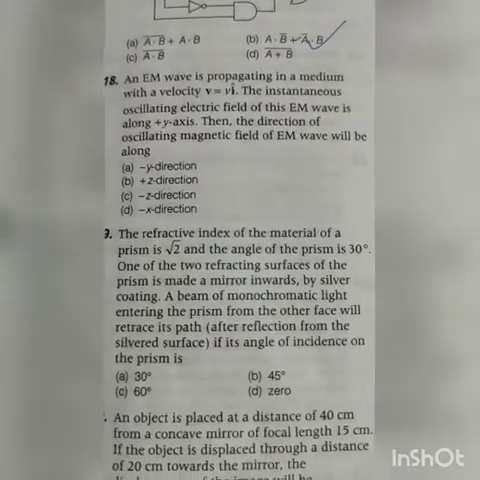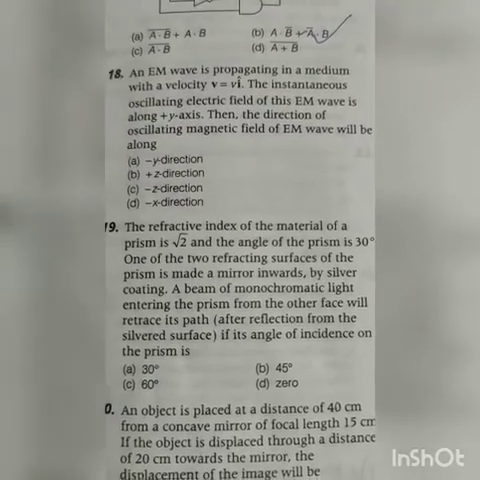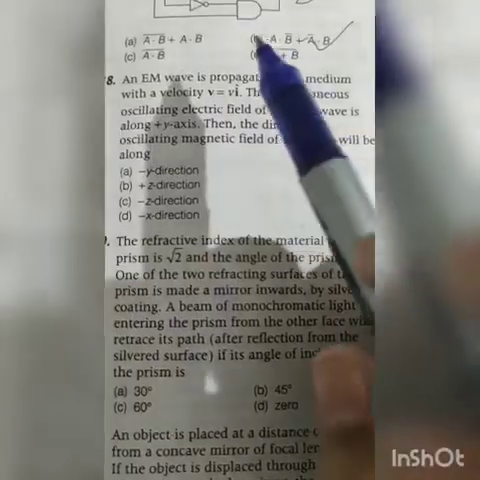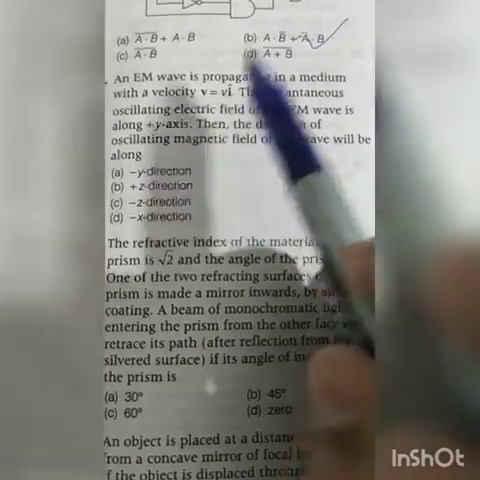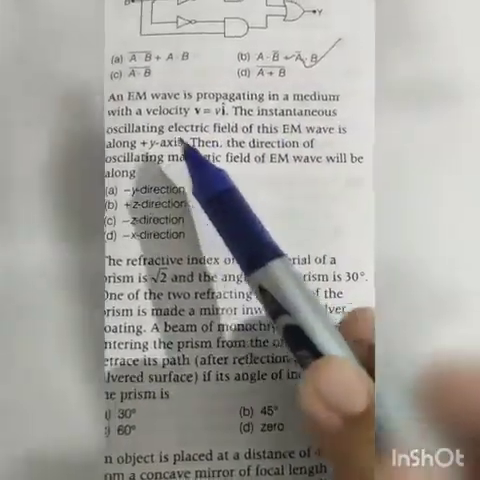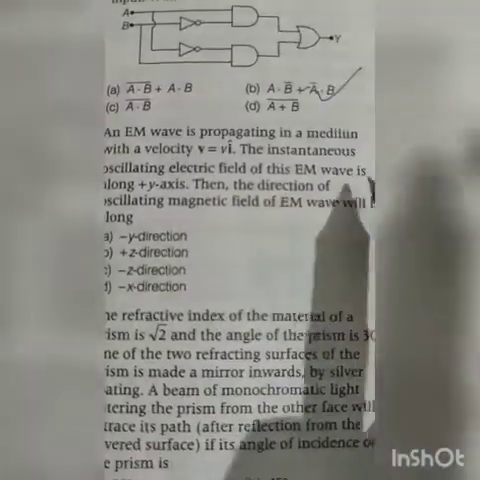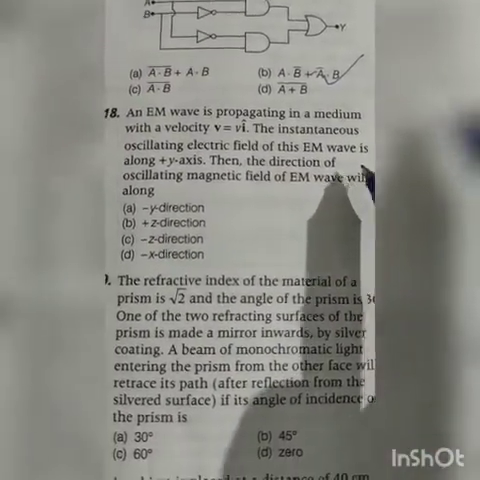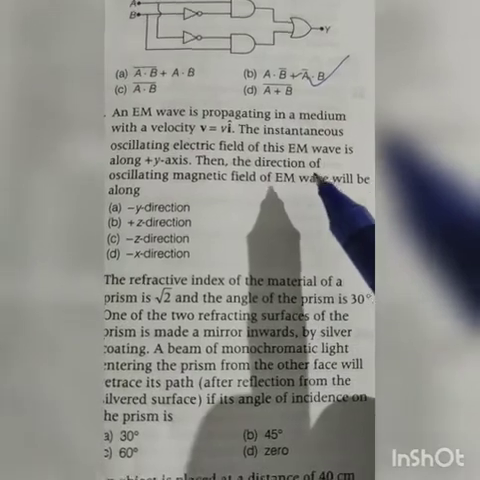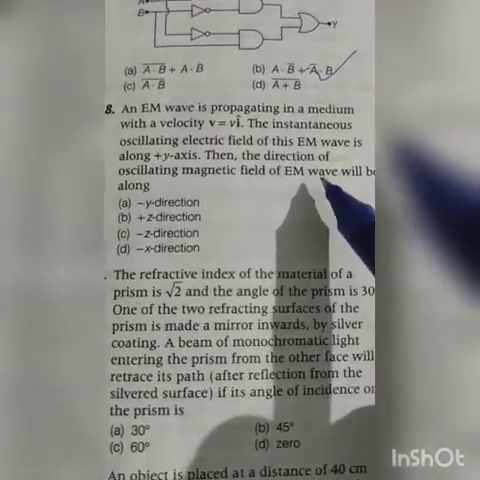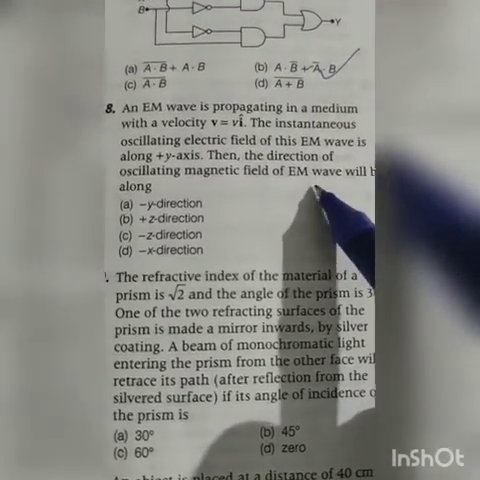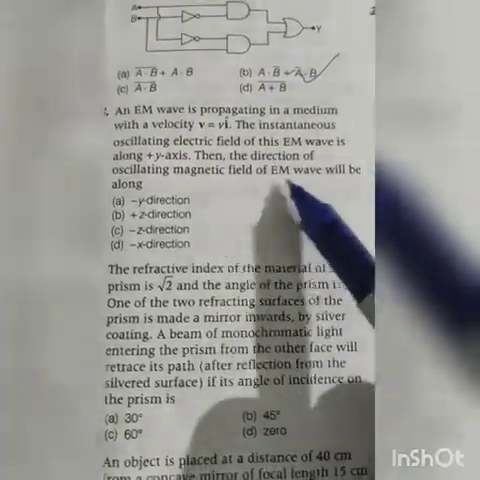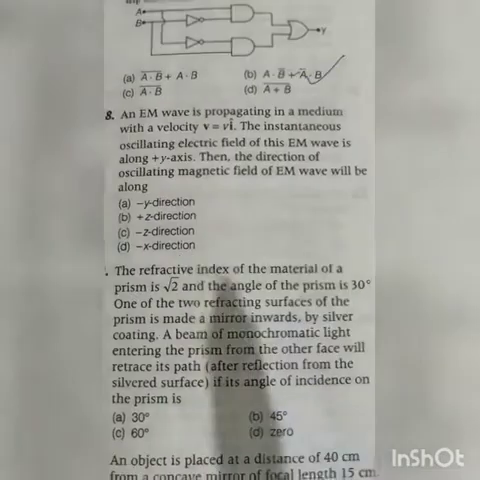Now question number 18. An EM wave is propagating in a medium with a velocity V equal to V i cap, so it is in the I direction. Now the instantaneous oscillating electric field of the EM wave is along the Y direction, that is the J side. Electric field is toward the J side and velocity is toward the I side, that is X. Then the direction of the oscillating magnetic field of the EM wave will be along.